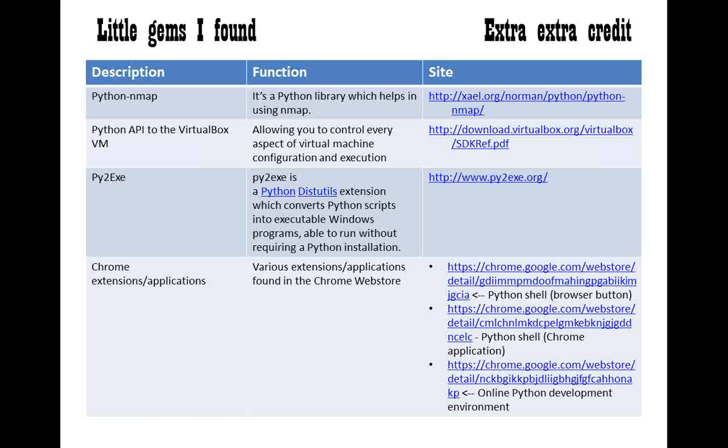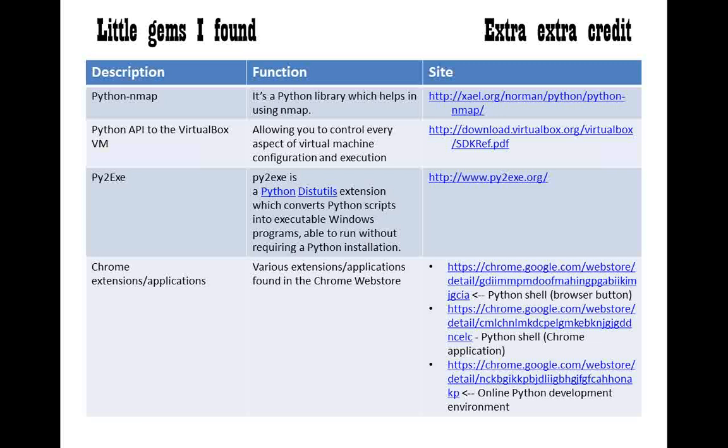Now, here are some little gems that I'd found along the way that I thought I'd share. There's python-nmap, essentially a Python library which helps use nmap, where you can run nmap commands and script out different nmap scans through Python. I saw there was a Python API to VirtualBox VMs, allowing you to control every aspect of virtual machine configuration and execution.